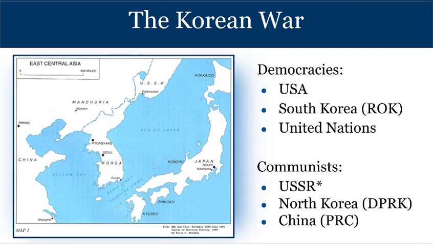The first major confrontation in the Cold War is going to be the Korean War. So we do have two sides here. We have the democracies, which are going to be the United States, the Republic of Korea, which just to be easy, we're going to call South Korea, and the United Nations. For the communist-backed countries, we have the Soviet Union, which is the USSR. We have the Democratic People's Republic of Korea, and we have the People's Republic of China. Anytime you see Democratic People's Republic or People's Republic, that's your clue that those are communist countries. I know that that sounds like a democracy, but anytime you hear People's Republic, that's a communist country.